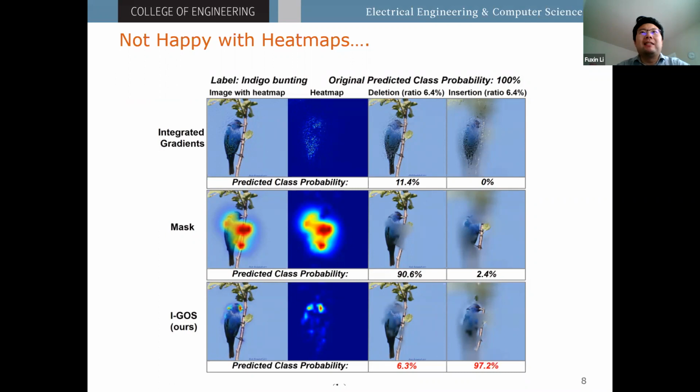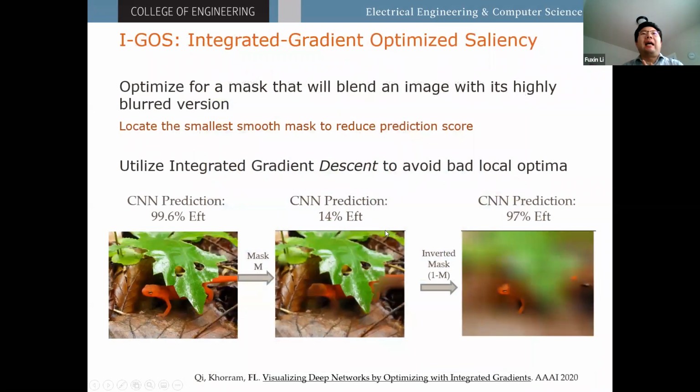So what we did is we said, okay, now let's not try to shoot so high. Let's just try to shoot lower. Let's just try to make the heat map work. What we think would be a working heat map is that, first of all, it should indicate the important features in the image.